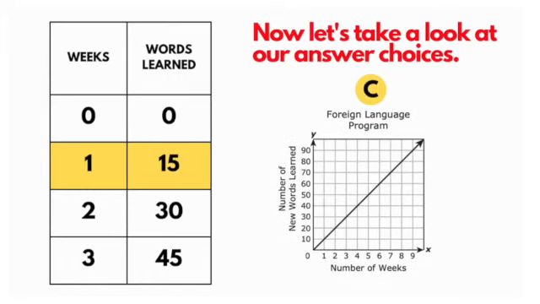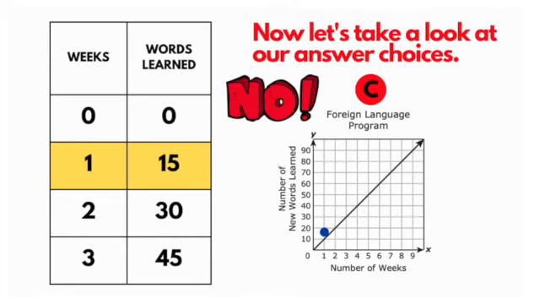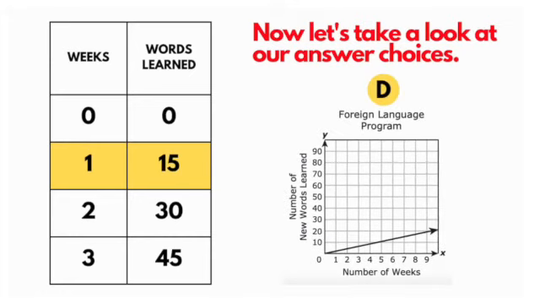So let's look at C. Let's look at 1, 15 again. Nope, that one's off the line as well. So C does not work. And finally, let's look at D. It is proportional because it is on the origin, but let's go 1, 15. And D does not fit on that.